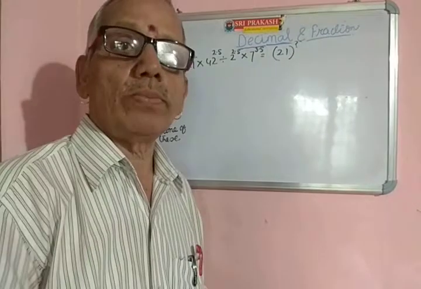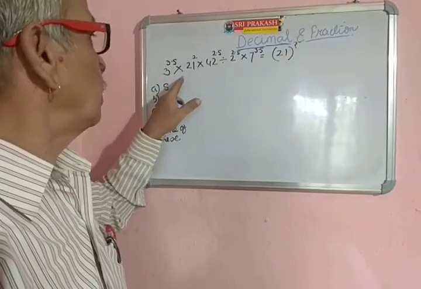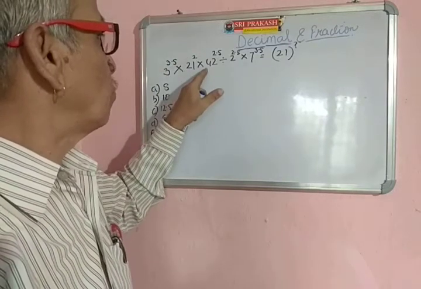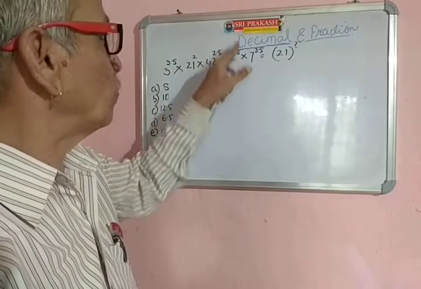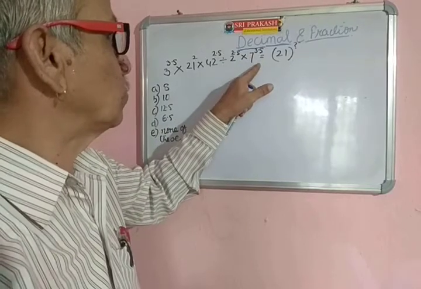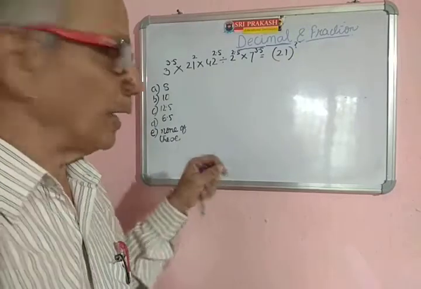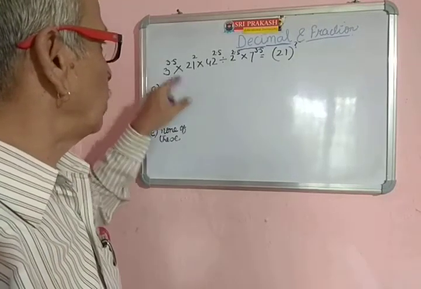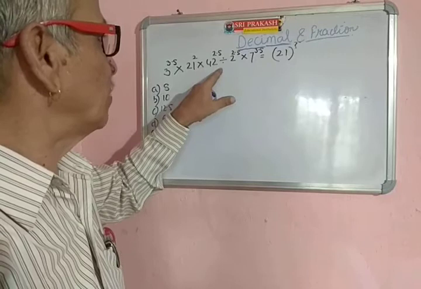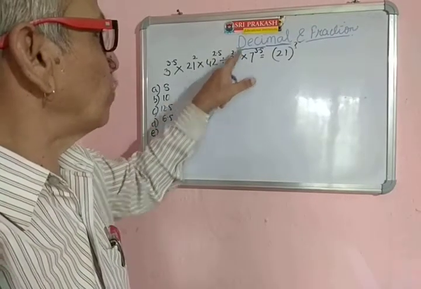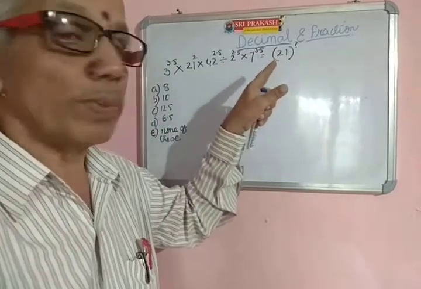So your next sum reads like this: 3 to the power of 3.5 into 21 square into 42 to the power of 2.5, divided by 2 to the power of 2.5 into 7 to the power of 3.5, is equal to 21 to the power of what? Clear? Let me read it again. 3 to the power of 3.5 into 21 square into 42 to the power of 2.5, divided by 2 to the power of 2.5 into 7 to the power of 3.5, is equal to 21 to the power of what?